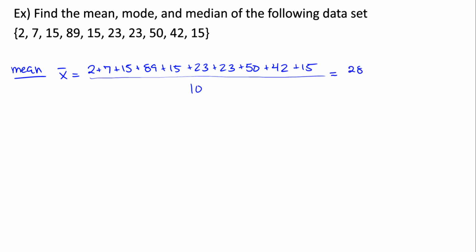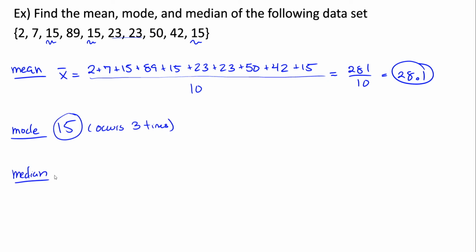So we end up with 281 over 10, and that makes our mean 28.1. Next, we'll try to find our mode. So if we go here, we can see 23 shows up twice, but then we have 15 show up 3 times. So our mode here will be 15 because it shows up 3 times.